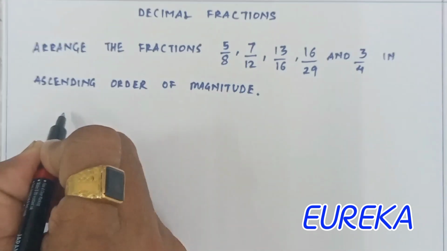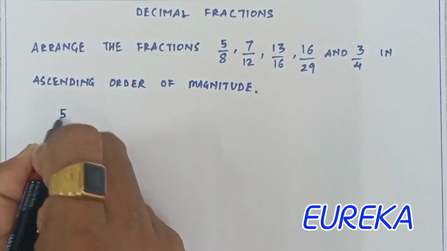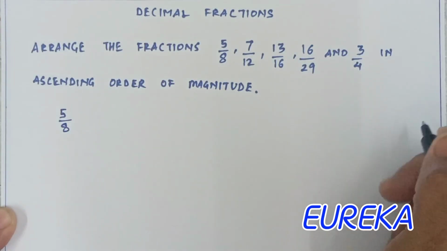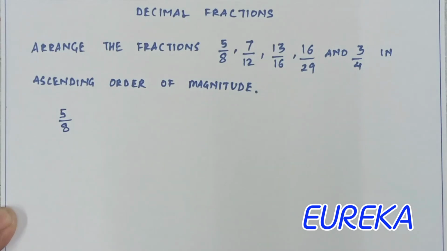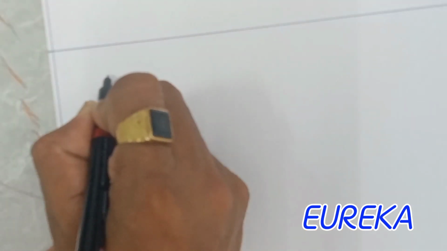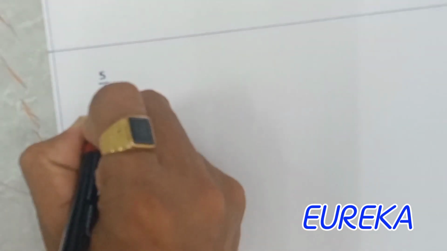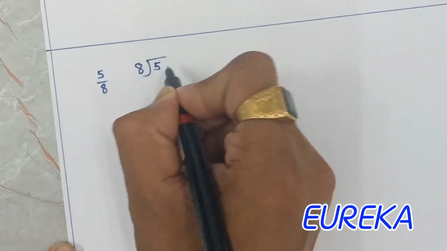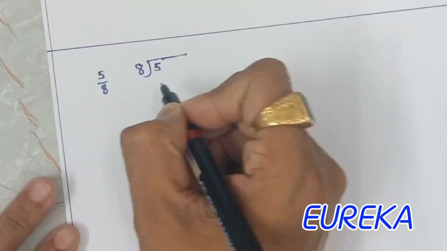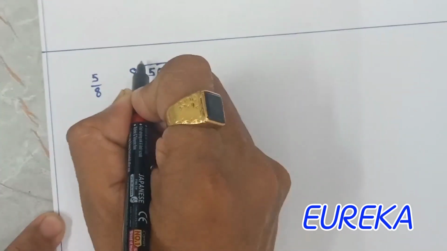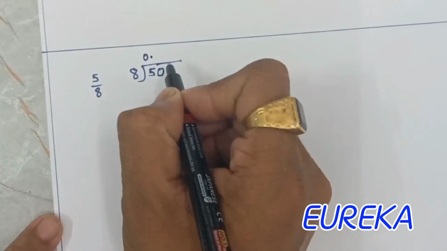Now this 5 by 8, look carefully, 5 by 8, if I divide 5 by 8, let's check what I will get here. I will divide it actually. So we have the first fraction as 5 by 8. If I am dividing 5 by 8, we know that 5 is not divisible by 8, so we'll have to write a 0 here. As I write here, I'll have to write 0 point.